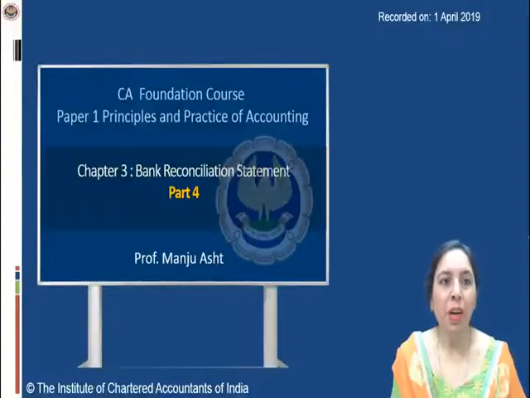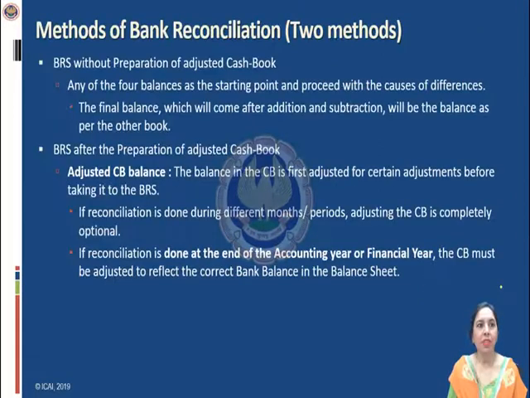Welcome students. This is part 4 of chapter 3, Bank Reconciliation Statement. As we have discussed in the previous slides, the bank reconciliation statement can be made through two methods. First, BRS without the preparation of adjusted cash book, and second, BRS after the preparation of adjusted cash book. Let's go through each method one by one.